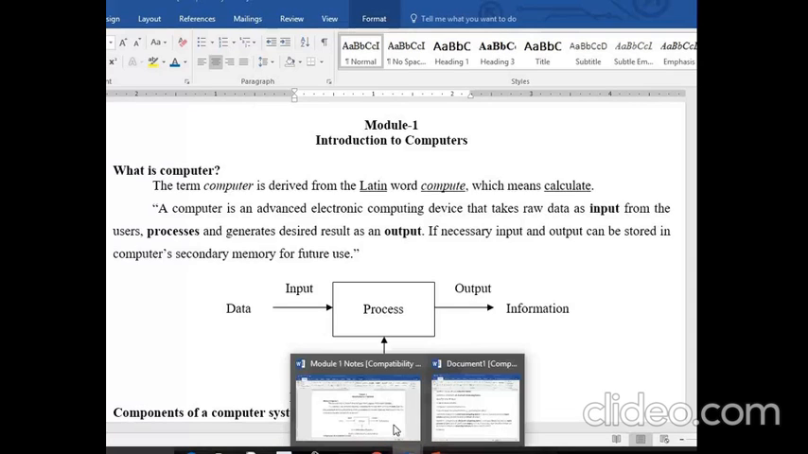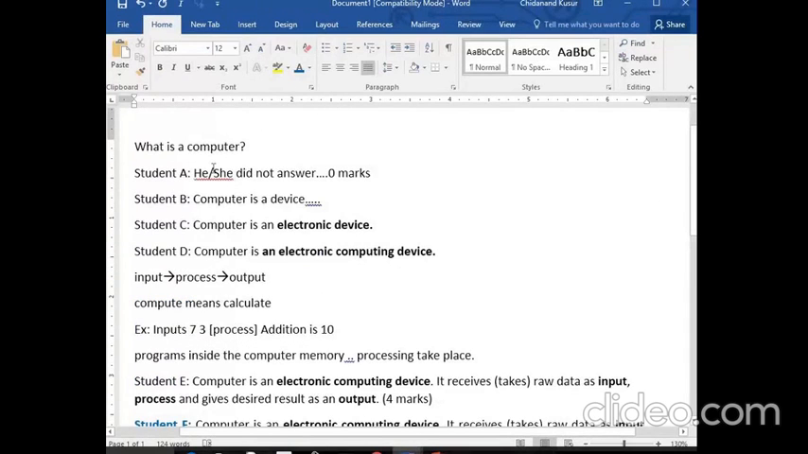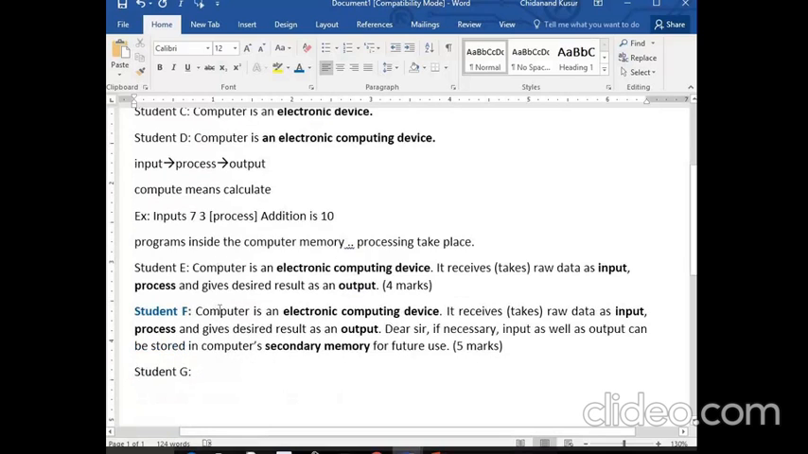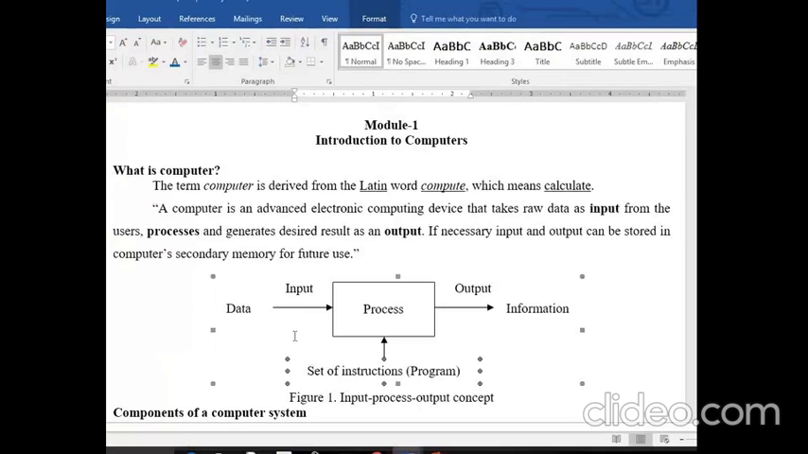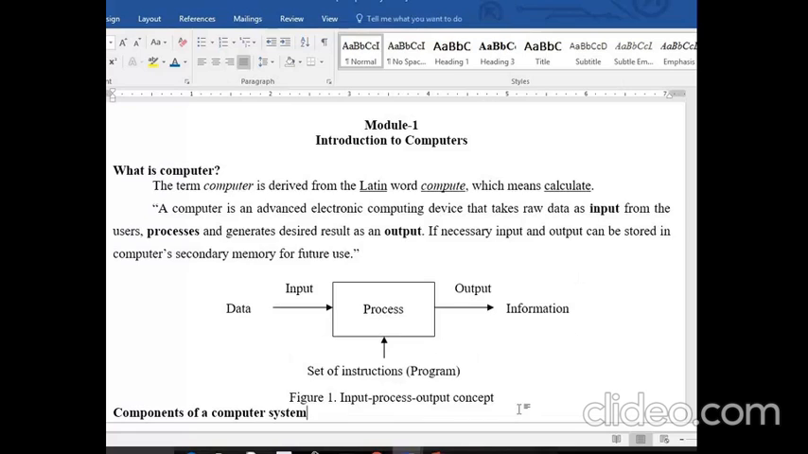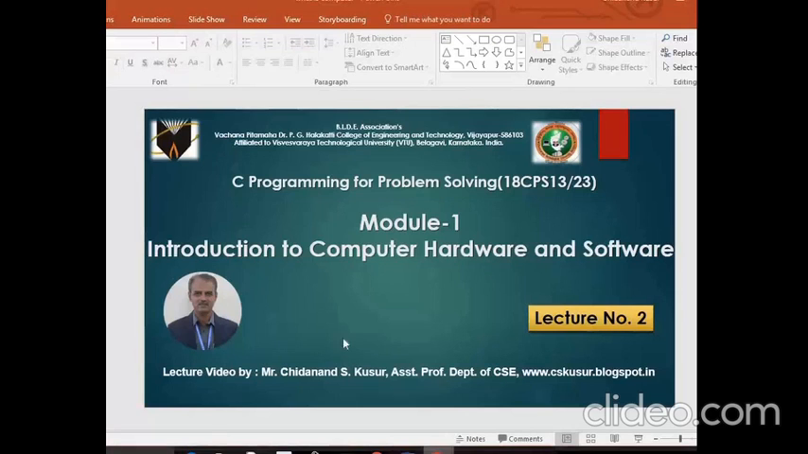See the answers given by different students. Student A didn't answer, student B answered something, student C improved the answer, student D improved the answer, student E improved the answer, student F improved the answer, no diagram. Student G answered everything with a diagram. Because of these characteristics of students, all the students will get different marks, different management seats, different free seats. Everything depends on this intelligence. I hope you learned something today. Thank you one and all. We only discussed what is a computer system. Now come back to my presentation.